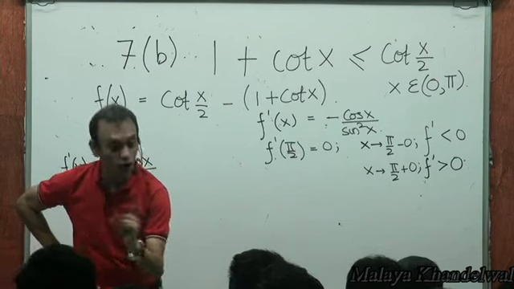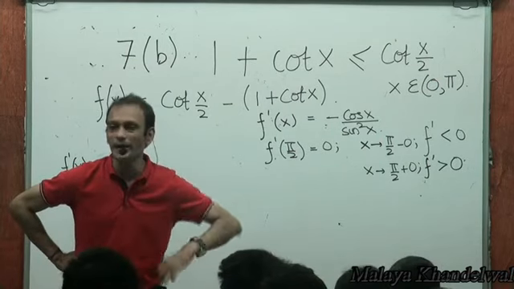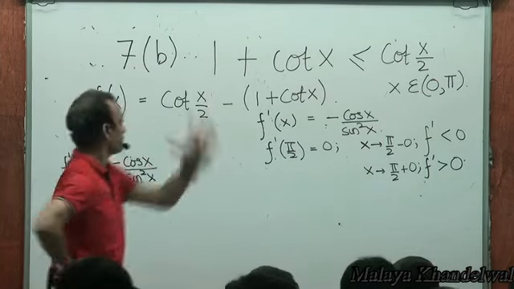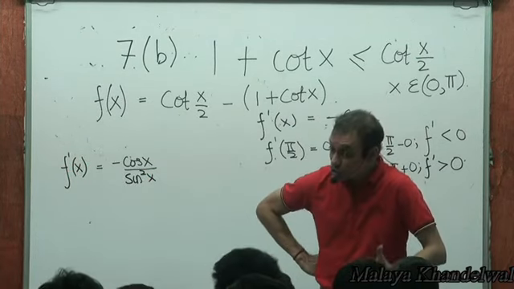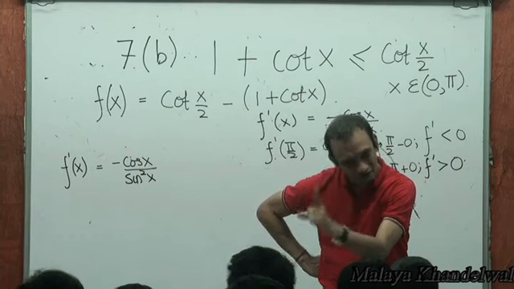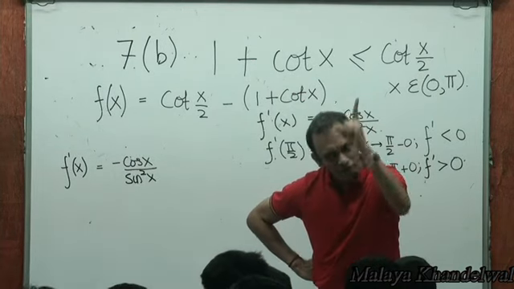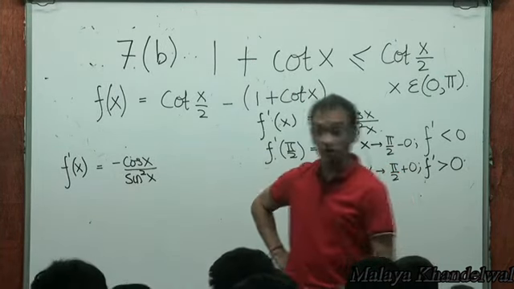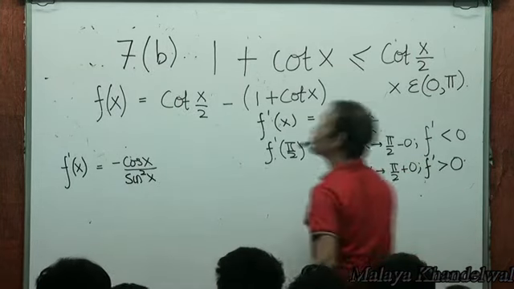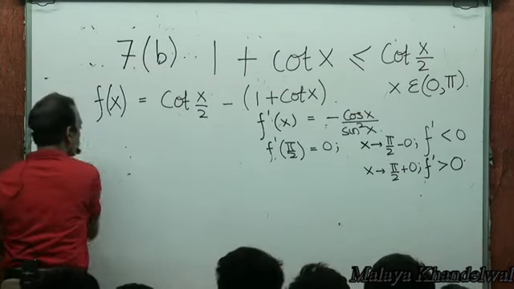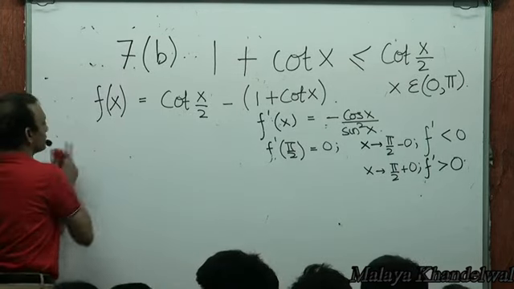That means x equal to pi by 2 must be a local minimum. Okay. And this being the only stationary point, it is not just the local minimum, it's the least value of the function. Yes or no? f of pi by 2 is the least value of the function. It's not just a local minimum. x equal to pi by 2 is also the global minimum because it's the only stationary point in this interval.